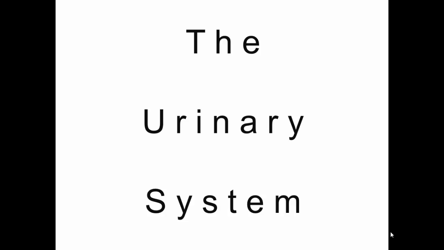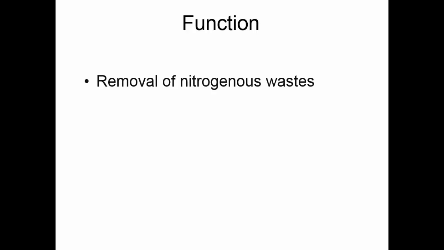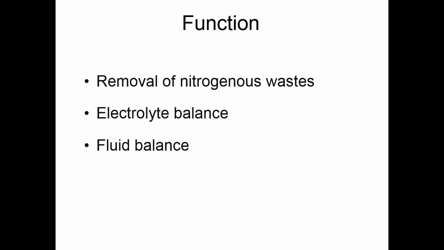The urinary system helps eliminate soluble waste from the body. The function of the urinary system, particularly the kidney, is to remove nitrogenous waste from the blood, help maintain electrolyte balance of the blood, maintain fluid balance in the body, and maintain acid-base balance.